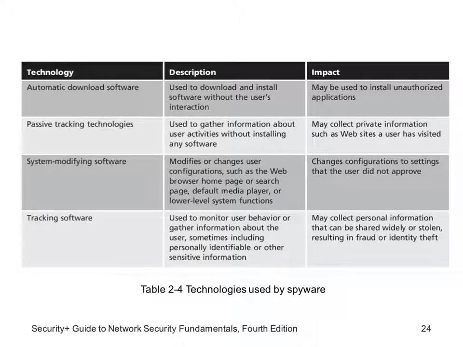So, technology, description, and impact. On the technology column, for automatic download of software, it's used to download and install software without the user's interaction. And again, a lot of name brand software, Adobe is a good example, wants you, every time you update their software, to turn on the automatic one so we don't have to worry about it anymore.